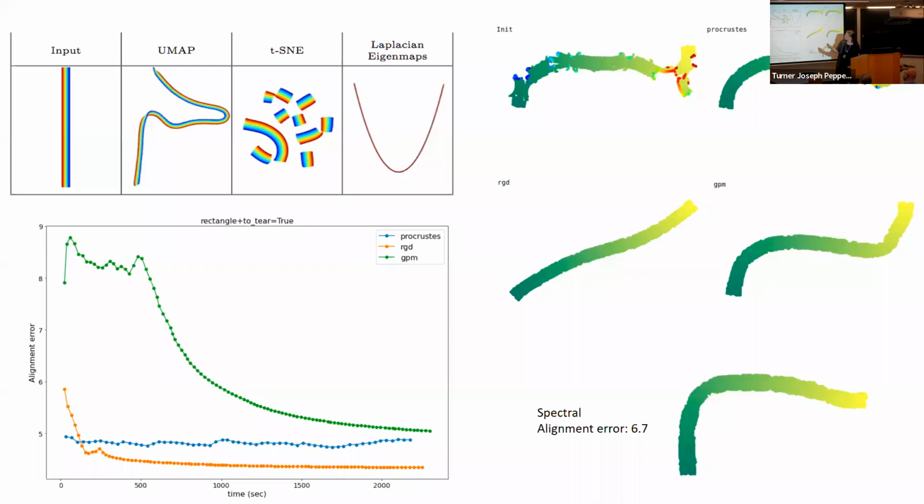So we again have our input of our high aspect ratio rectangle, and when we compare Procrustes to Riemannian gradient descent, generalized power method, and to spectral alignment, Riemannian gradient descent has the least distortion, and it is also the fastest. It is the orange plot here on the left. So alignment error versus number of iterations or time, we can see that it converges the fastest to the smallest error.